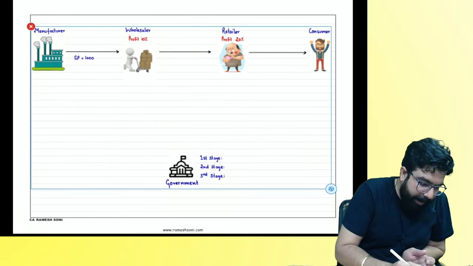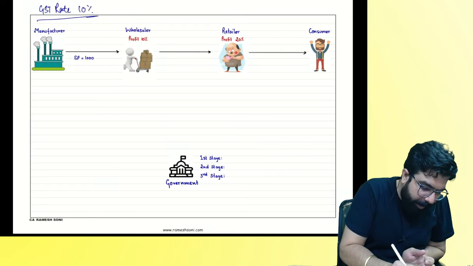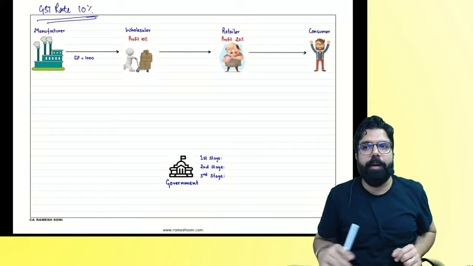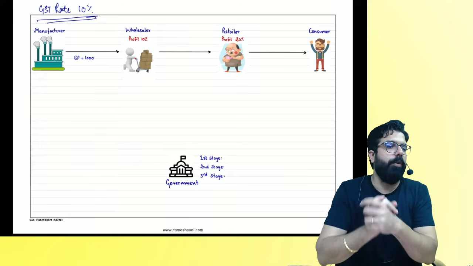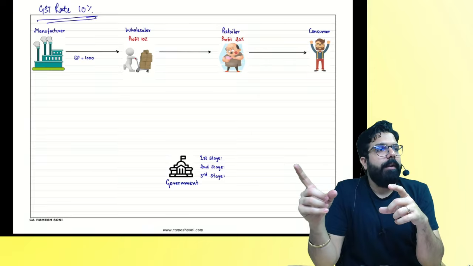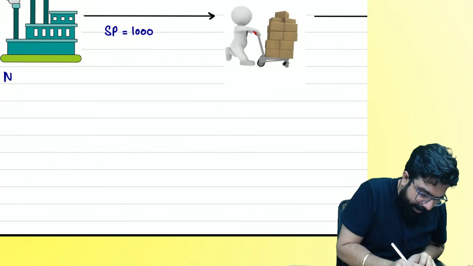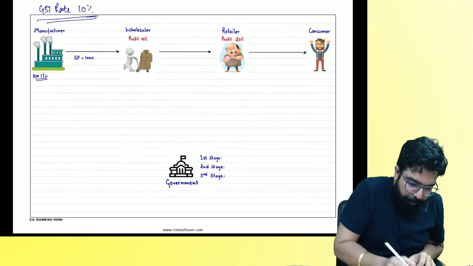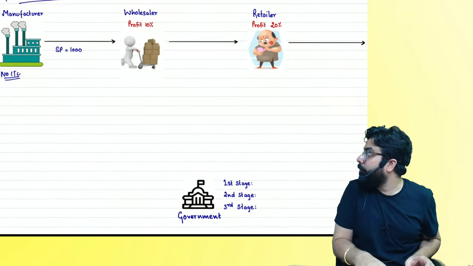Chalo, the GST rate is 10%. Okay, everyone, will you do it or shall I do it? Okay, let's do it. I'll give you 3 minutes. People watching at home, pick up your pen and do it. How much does the consumer pay? How much is the government getting at every stage? There is no ITC, he does not have any input tax credit. Are you able to see everyone?